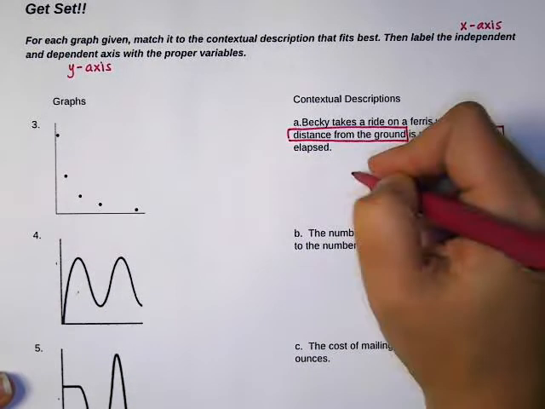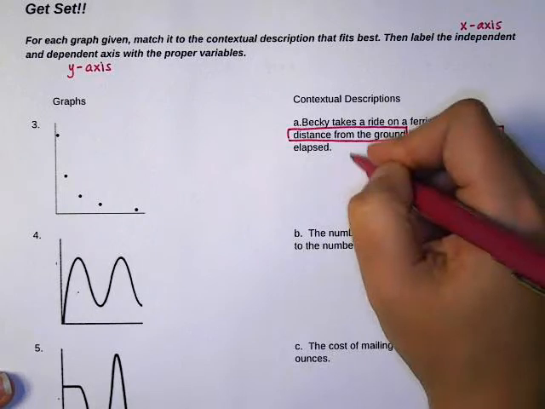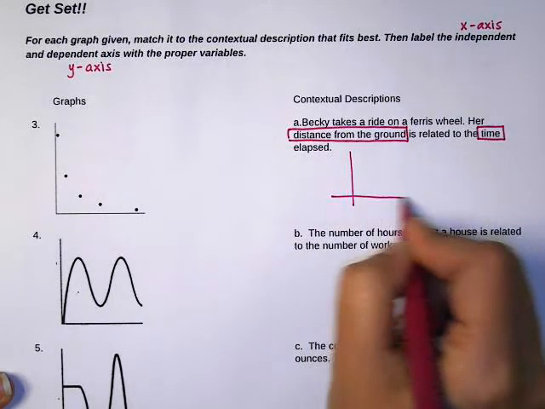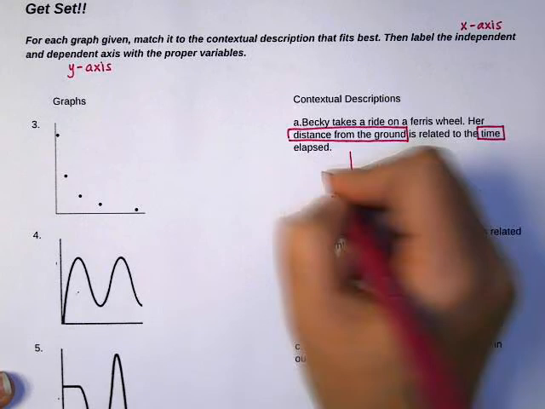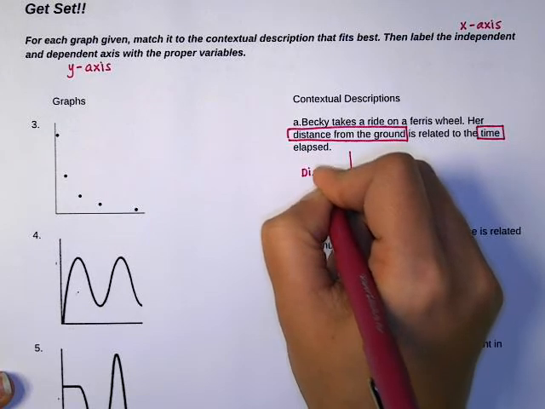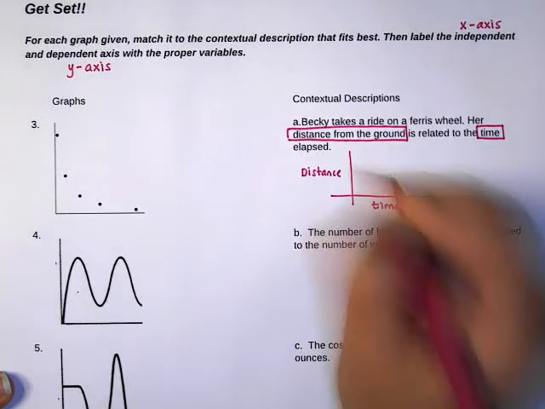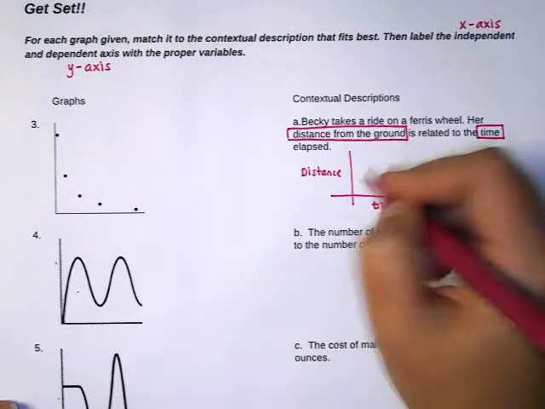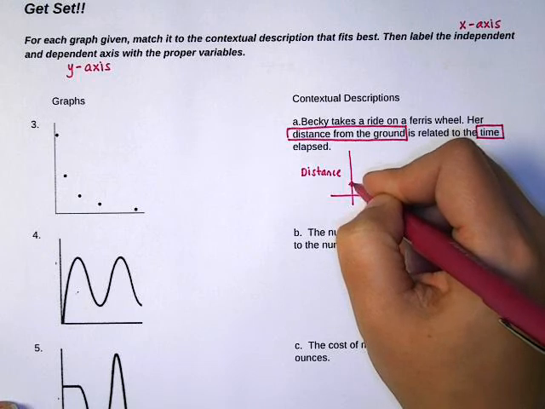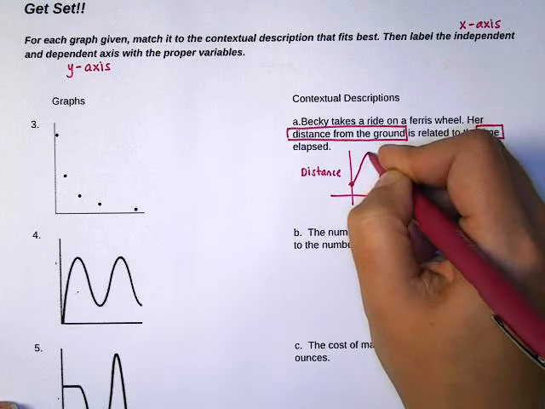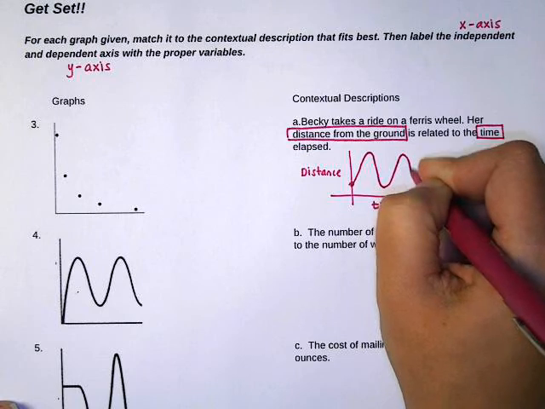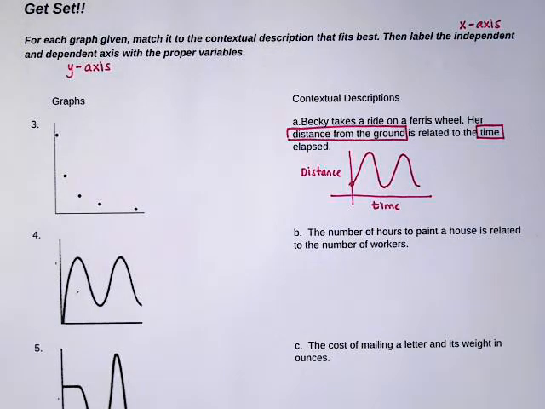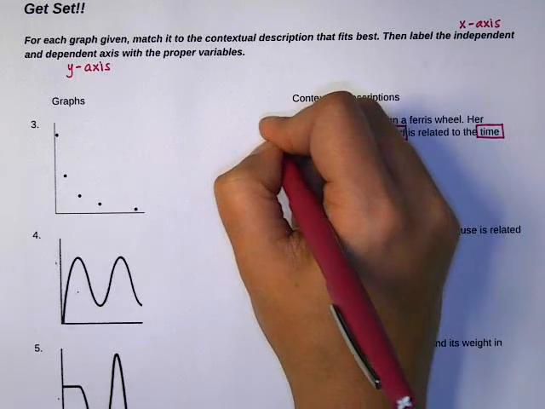So let's imagine a Ferris wheel. If I were to make a graph of this, my time would be on the x-axis and my distance would be on the y-axis. If I imagine a Ferris wheel, I'm going to get on the Ferris wheel, and then I'm going to go up the Ferris wheel and come down, and go up the Ferris wheel and come down. So it seems to me like the graph that matches this the best is problem number 4.